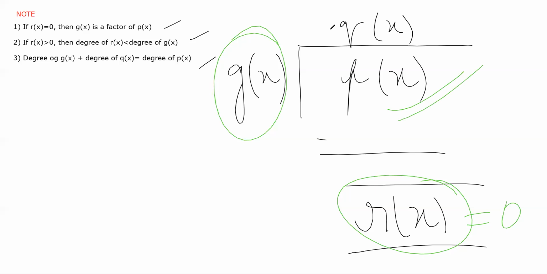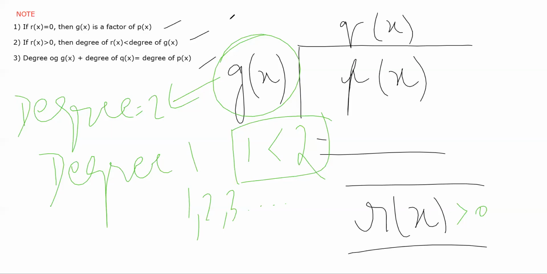So when you divide p of x by g of x, and then if you get the remainder as 0, that is what we did in question number 2 and 2.3. Then if we get remainder as 0, then the g of x is a factor of p of x. In the second point, if r of x is greater than 0, okay? If r of x is greater than 0.